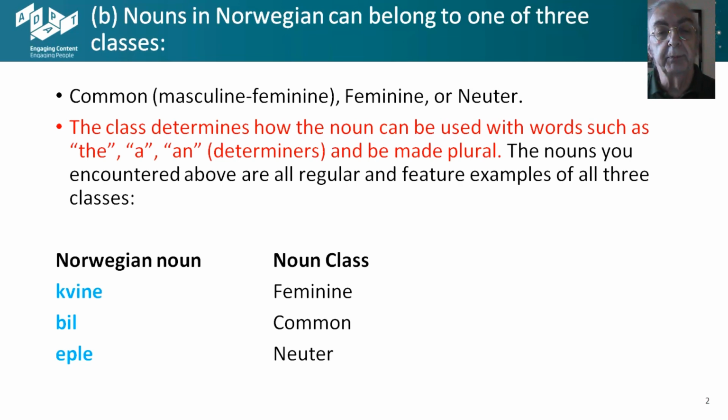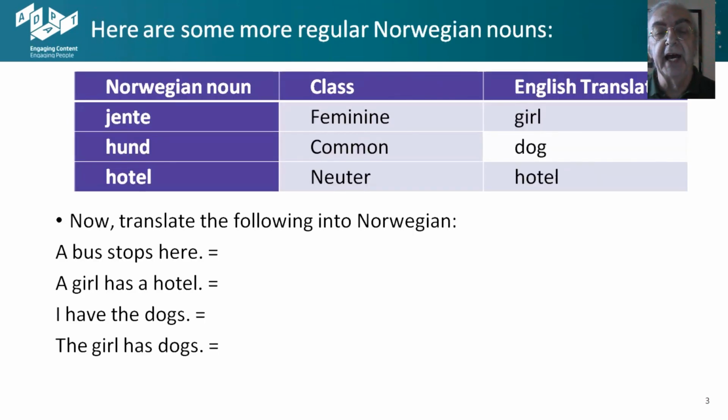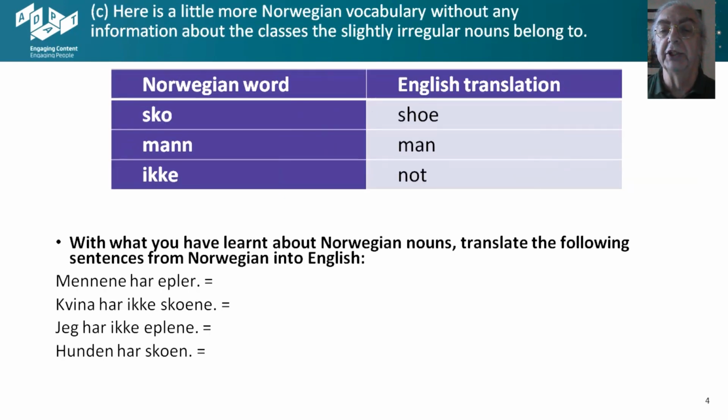And then a bit later in the problem you're given some further nouns which you have to translate. So presumably what you have to do is apply the knowledge that you can extract from matching the sentences in the first part to the later tasks. And in the third part of the problem you have to do a translation from Norwegian into English.